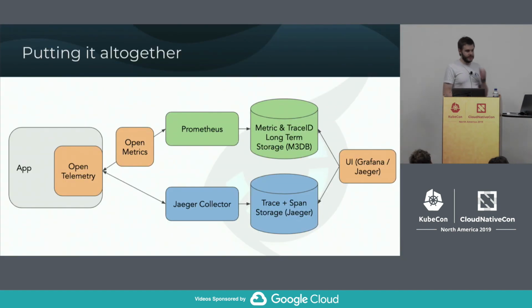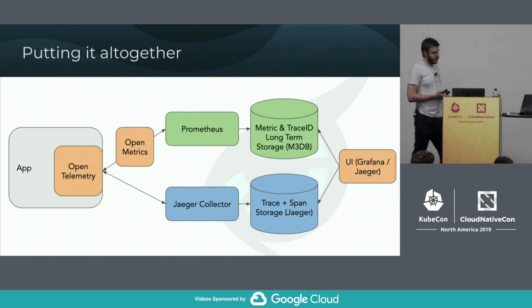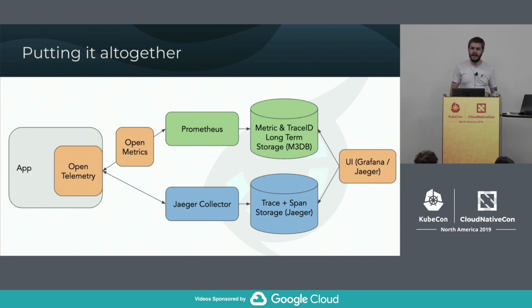So this is essentially the picture of the demo and what we're doing. We have an application. We're using OpenTelemetry, which is an instrumentation SDK. Essentially, OpenTelemetry makes it a little bit easier to collect metrics, traces, and logs, and export them to a variety of different supported backends.